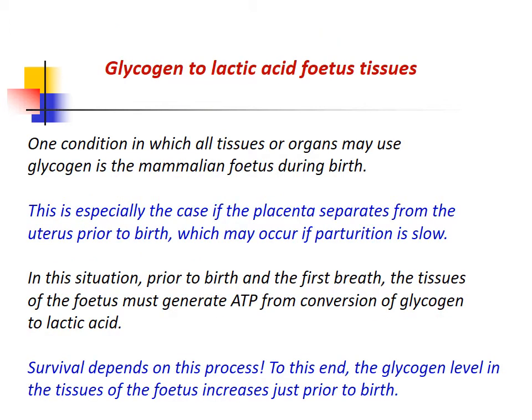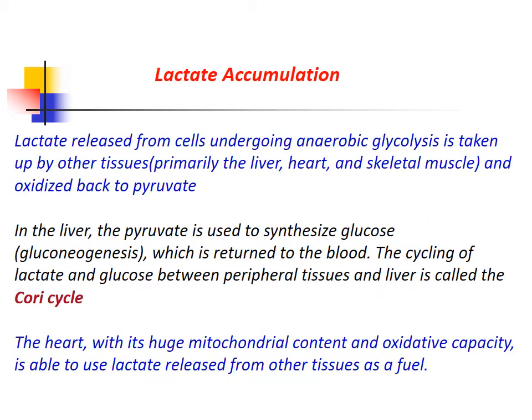Glycogen to lactic acid, fetus tissues. One condition in which all tissues or organs may use glycogen is the mammalian fetus during birth. This is especially the case if the placenta separates from the uterus prior to birth, which may occur if parturition is slow. In this situation, prior to birth and the first breath, the tissues of the fetus may generate ATP from conversion of glycogen to lactic acid. Survival depends on this process. To this end, the glycogen level in the tissues of the fetus increases just prior to birth.